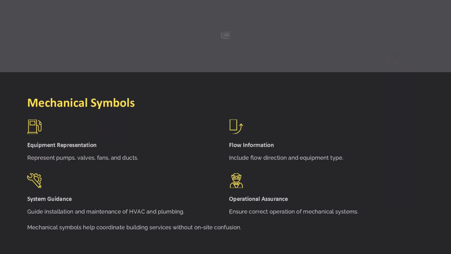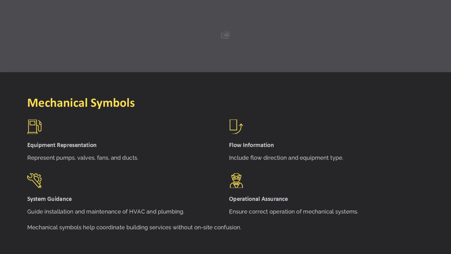Mechanical symbols. Mechanical symbols represent pumps, valves, fans, and ducts in hotel systems. They indicate the type of equipment, its flow direction, and how it connects to other components. These symbols guide installation teams during construction and later support technicians during maintenance. For HVAC systems, symbols show air handling units, chillers, and distribution paths. For plumbing and other mechanical services, they illustrate water and gas flow.